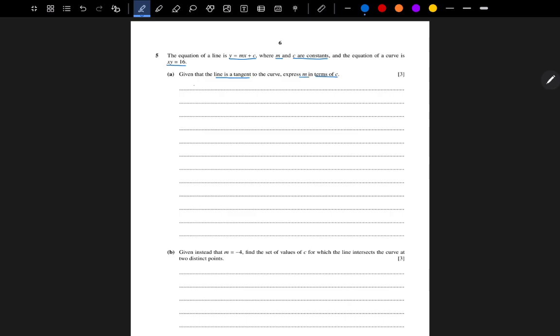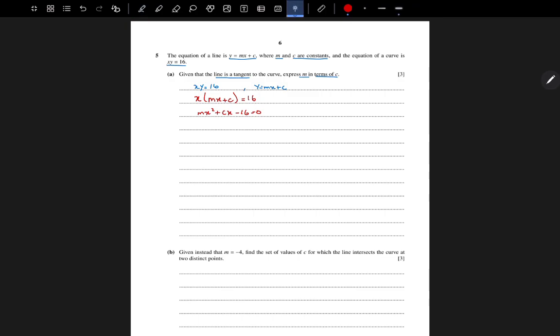Since we know that the equation of the curve is xy = 16 and the equation of the line is y = mx + c, we can use these two formulas to solve it simultaneously. So this will give us x times y, which is mx + c, equals 16. This will give us mx² + cx − 16 = 0.